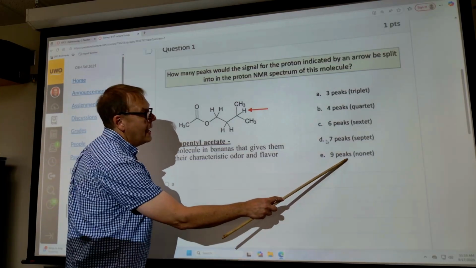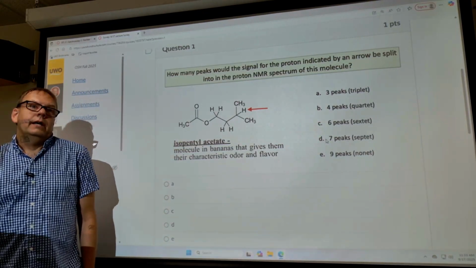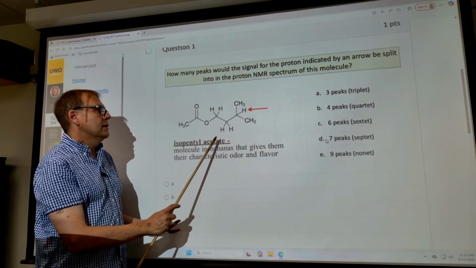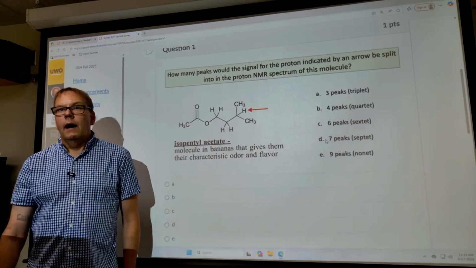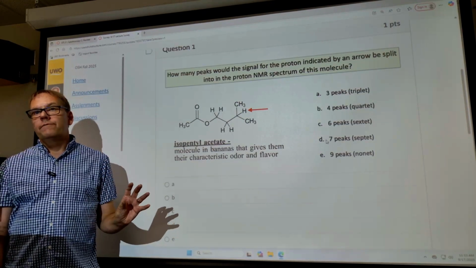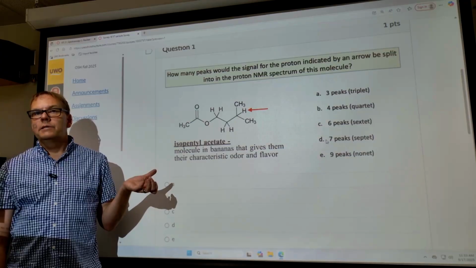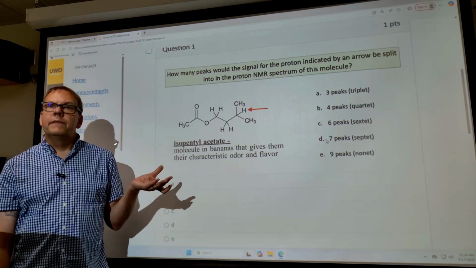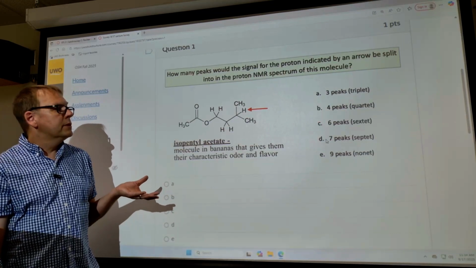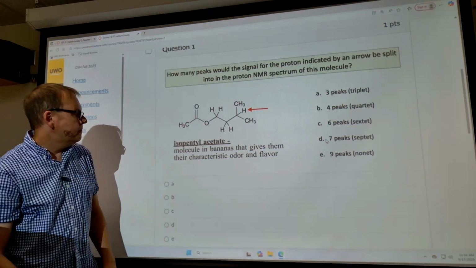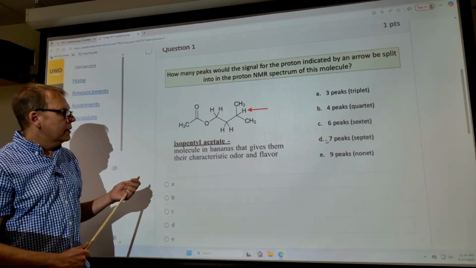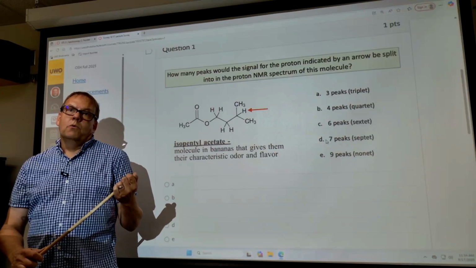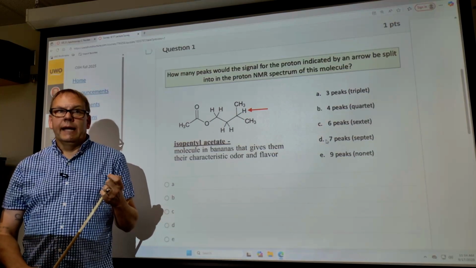So the answer is nonet. A nonet is actually kind of common because this type of arrangement of atoms, this type of alkyl group, is pretty common. And it's hard to distinguish a nonet from a septet because when you get to these really highly split multiplets, the outer peaks become so small that it's difficult to see them. But they are actually there. If you look closely enough, you'll be able to see them. So a nonet is the one you would expect for that one. This just happens to be a molecule that's present in bananas that gives them their characteristic odor and flavor. So it's one that makes bananas smell and taste distinctly like bananas.